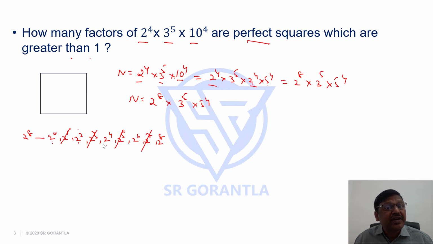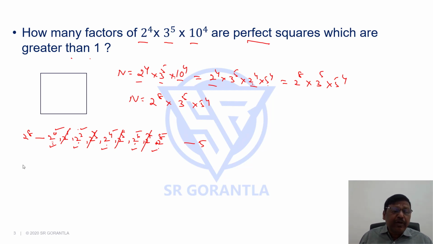2 power 4 we can write as 2 square whole square, which is a perfect square. 2 power 6 we can write as 2 cube whole square, a perfect square. And this is 2 power 8. 2 power 8 can be written as 2 power 4 whole square. In other words, if the powers are even numbers, they are going to be perfect squares. That's the basic thing. So how many are there? We have 5 here. 1, 2, 3, 4, 5.